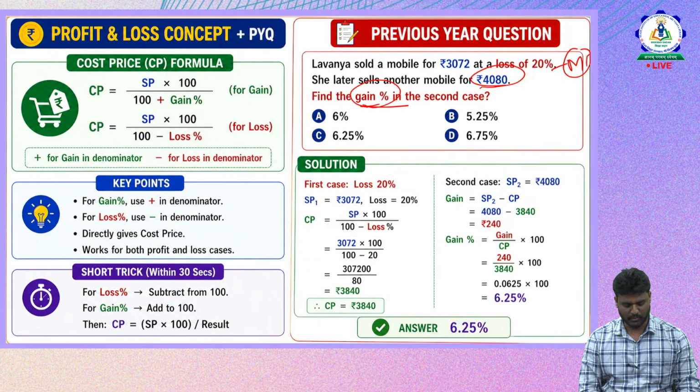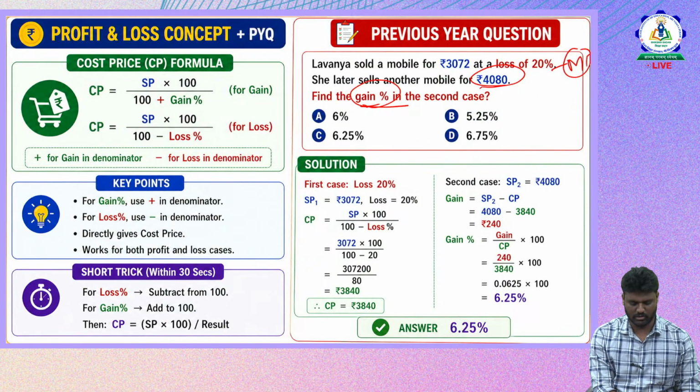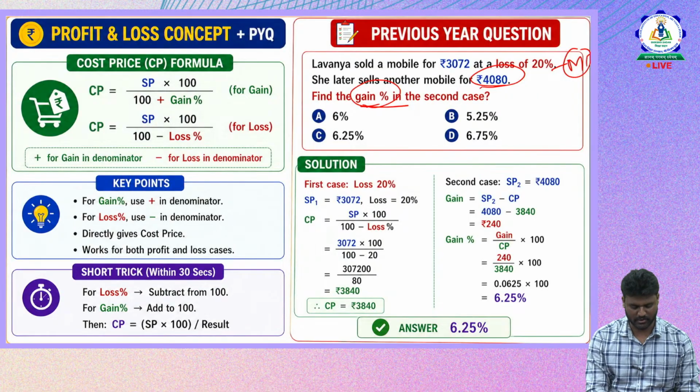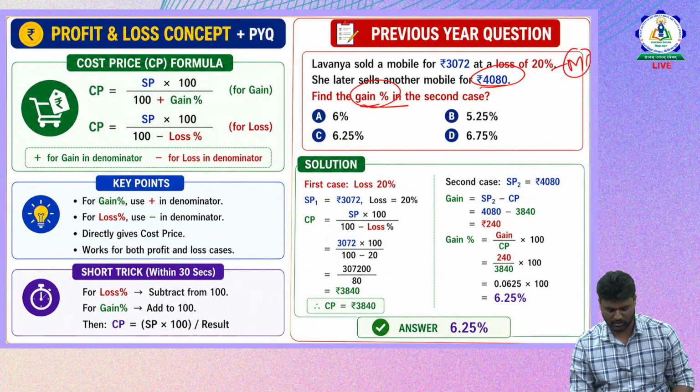For gain, cost price is equal to selling price into 100 by 100 plus gain percentage. Similarly, if it is a loss, we apply the formula cost price is equal to selling price into 100 by 100 minus loss percentage. Okay, now let us see the solution.